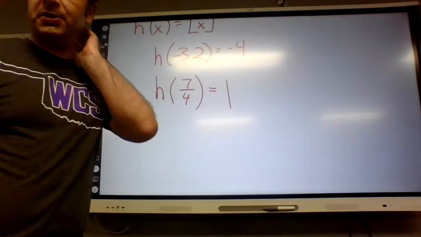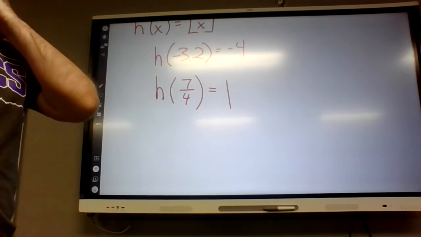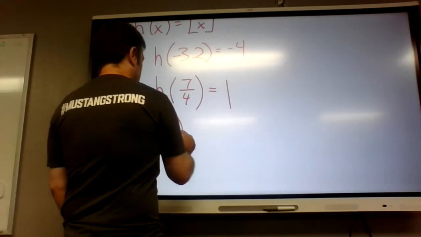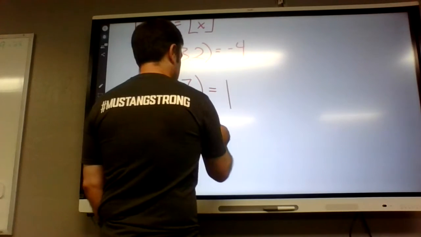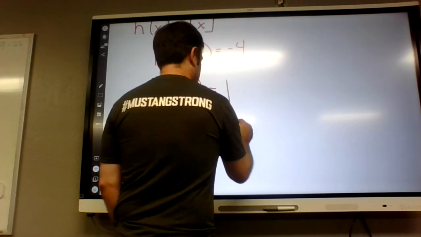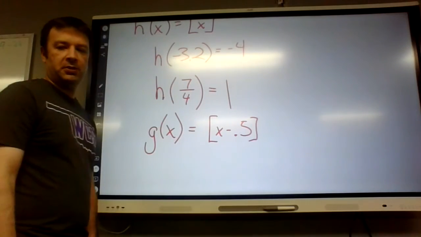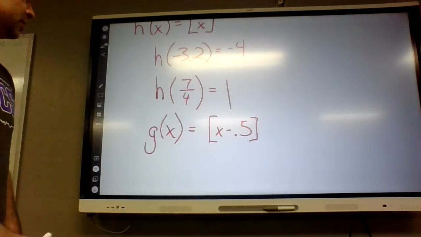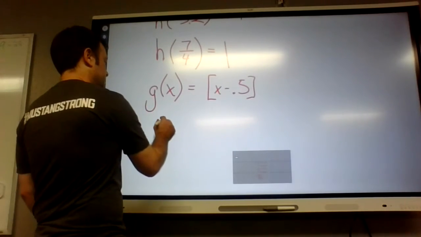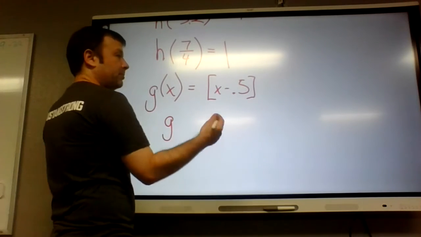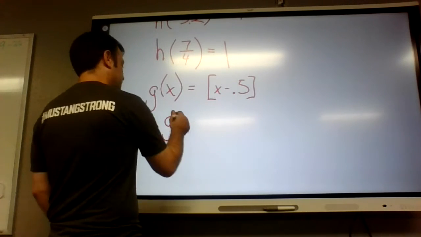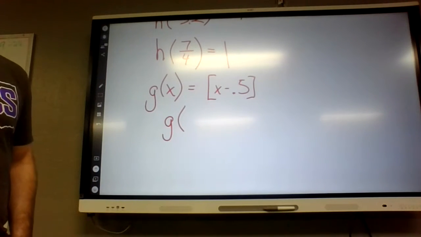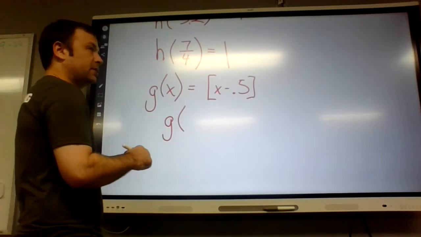This one is still the greatest integer function, but this time it's subtracting. Do you do it before or after you round? You do the inside first, and then whatever that is, you round it down. If they had put the minus 0.5 outside of it, then that would be different. But since it's inside the brackets, you subtract first.